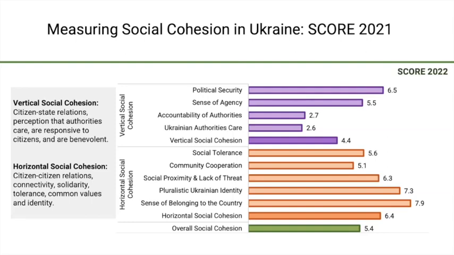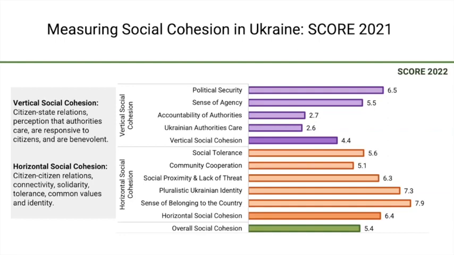In this case, SCORE 2021, we looked at different indicators that can make up vertical social cohesion in Ukraine and horizontal social cohesion. For vertical social cohesion, we looked at political security, sense of agency, accountability of authorities, Ukrainian authorities' care, and compound this into a meta-indicator of vertical social cohesion. Similarly with horizontal social cohesion. And what goes into these baskets of vertical and horizontal social cohesion was done with national stakeholders and calibrated to the context of Ukraine.